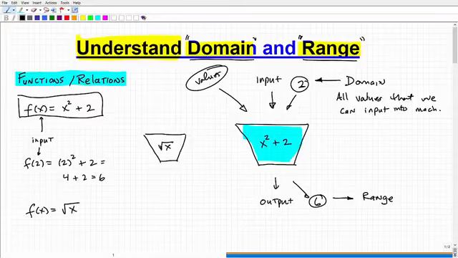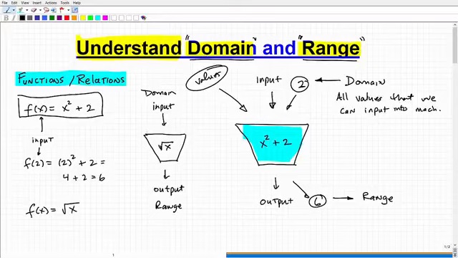Okay, but we're looking at it as a machine here for a second, right? So we're going to input values, which is our domain, and then we're going to have output values, which is our range, right? So this is the range, and this is the domain. So the domain is our input values, but the input values that we can plug in without breaking the machine.